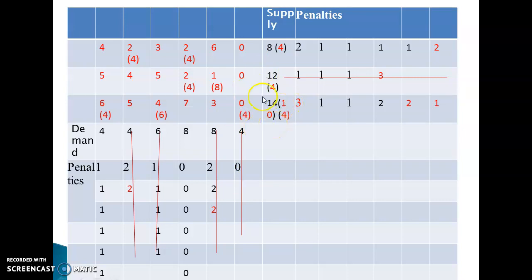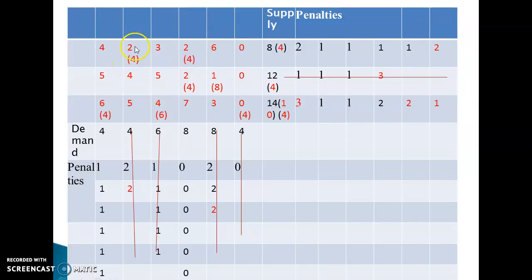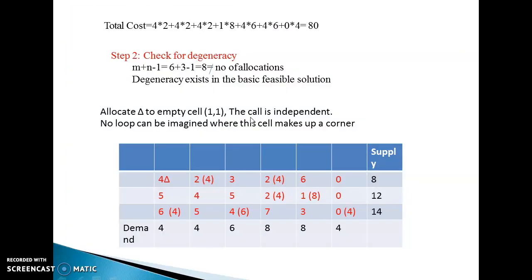Like that, each time you need to find the penalty, and the row or column with the highest penalty has to be considered, and in that row or column the minimum unit cost cell is where we allot the units. This is how we can complete the basic feasible solution using Vogel's method. After completing this, I got the transportation cost as 2 into 4 plus 2 into 4 plus 2 into 4 plus 1 into 8 plus 6 into 4 plus 4 into 6 plus 0 into 4. That means my total cost will be 80 rupees.